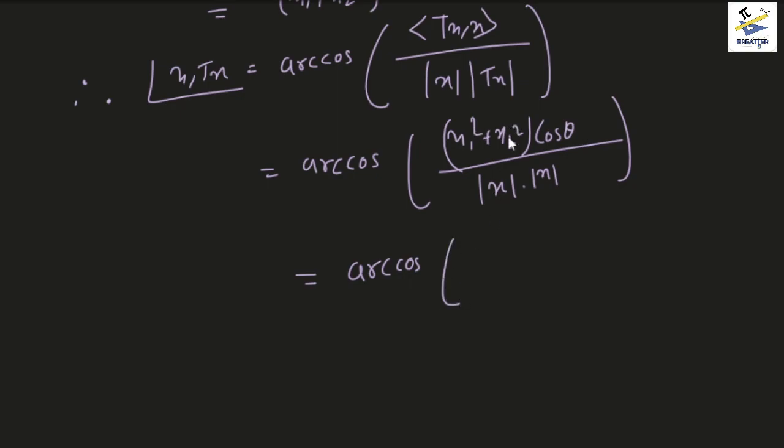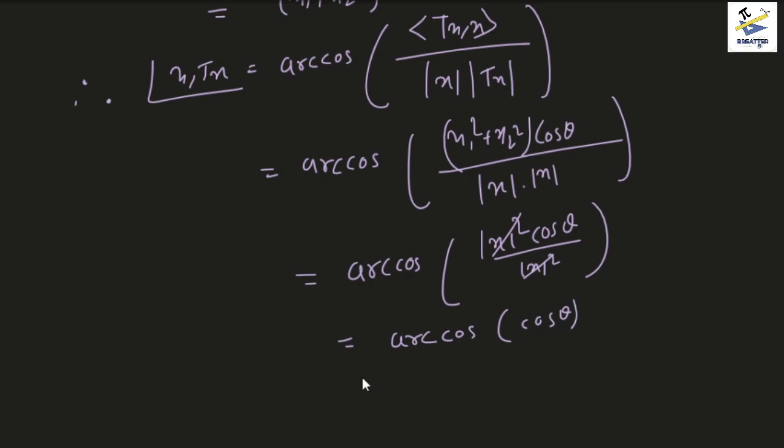Now x1 square plus x2 square is simply norm of x whole squared, times cos theta, and the denominator is as well norm of x whole squared, so they cancel because they are positive, and we have arc cos of cos theta. Well, this is simply theta, because theta lies between 0 and pi, which is in the principal region. So this would prove our problem right here.